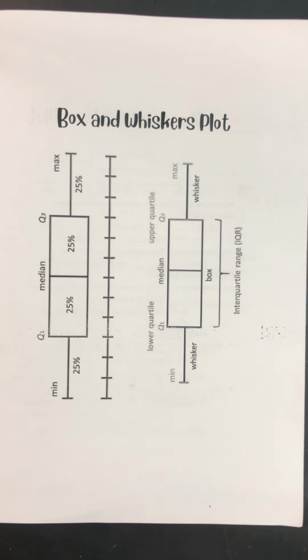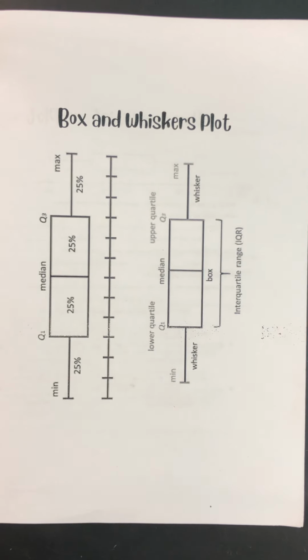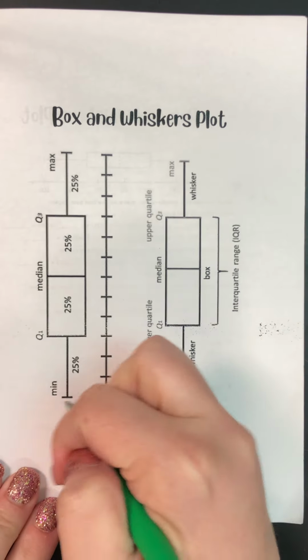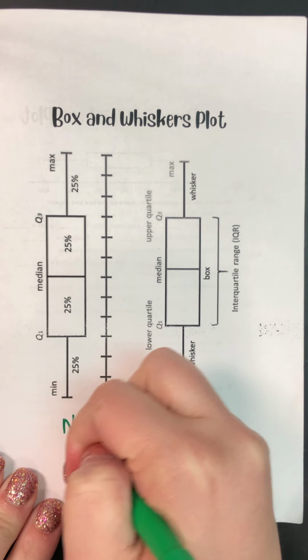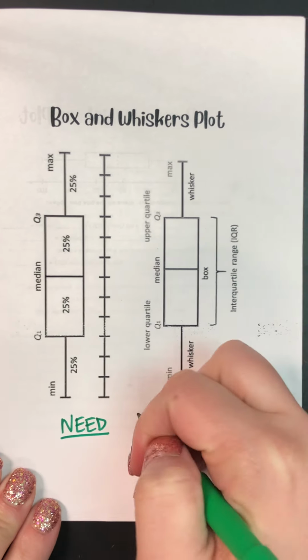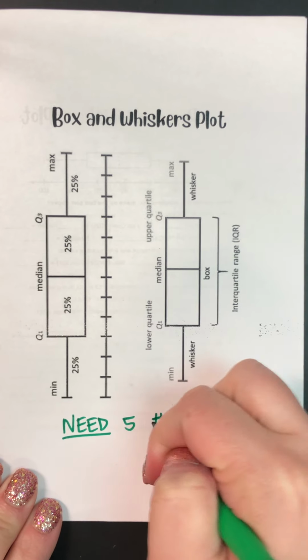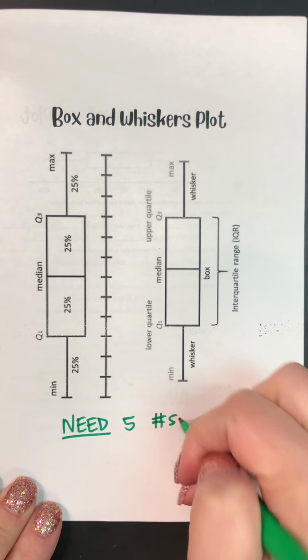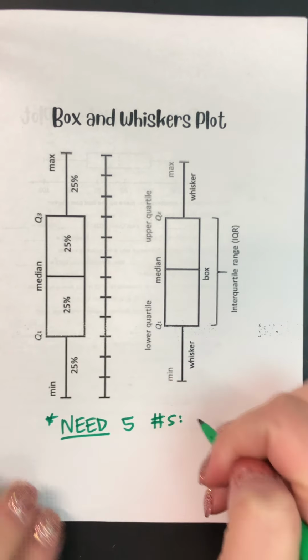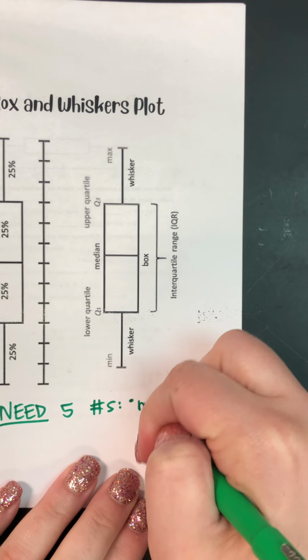All right, this video is going to cover box and whisker plots, sometimes just called box plots. In order to create a box plot, you need 5 numbers. Those 5 numbers are going to be the minimum.